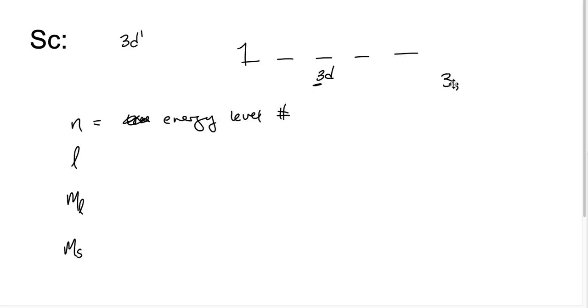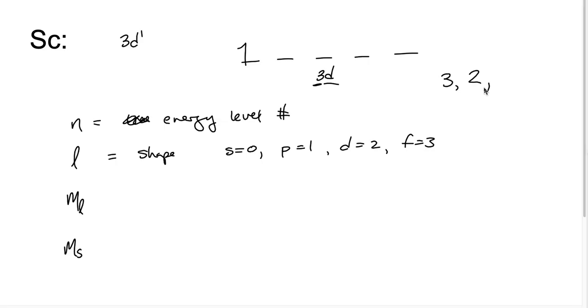L, which is the angular momentum quantum number, this is telling me the shape, the sublevel shape. And remember, they're each assigned. So S is 0, P is 1, D is 2, and F is 3. And so notice this is D, D is 2. So 3, 2 are the first 2 numbers.